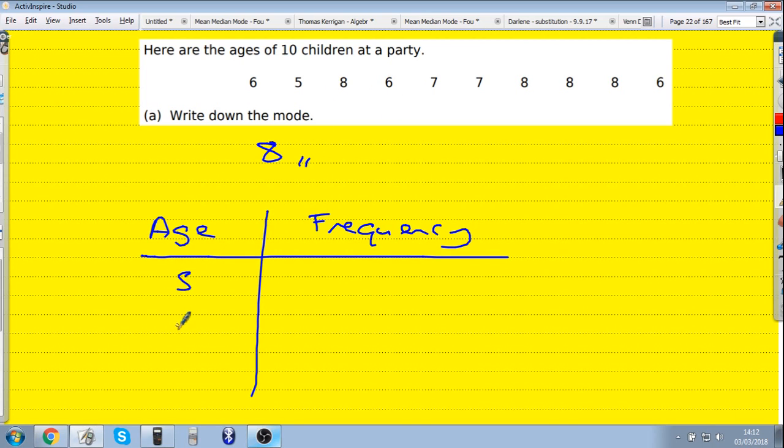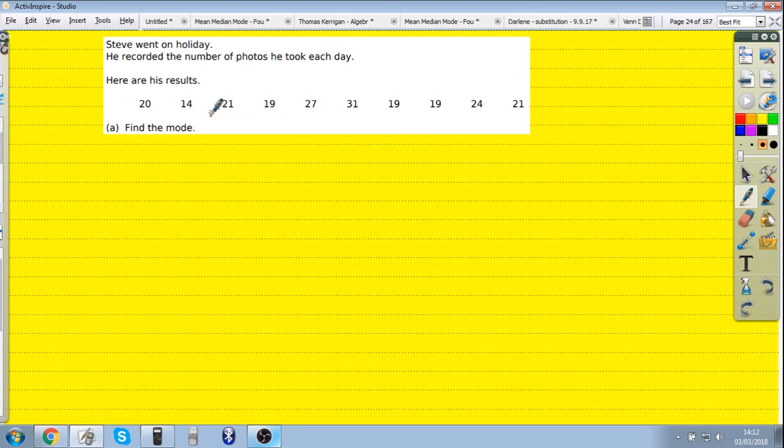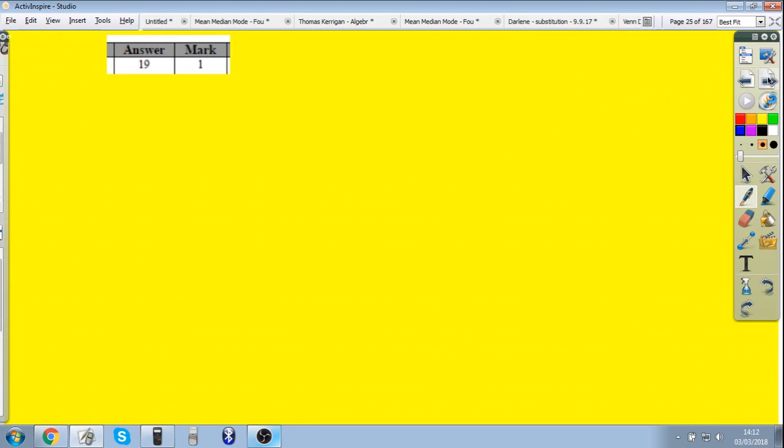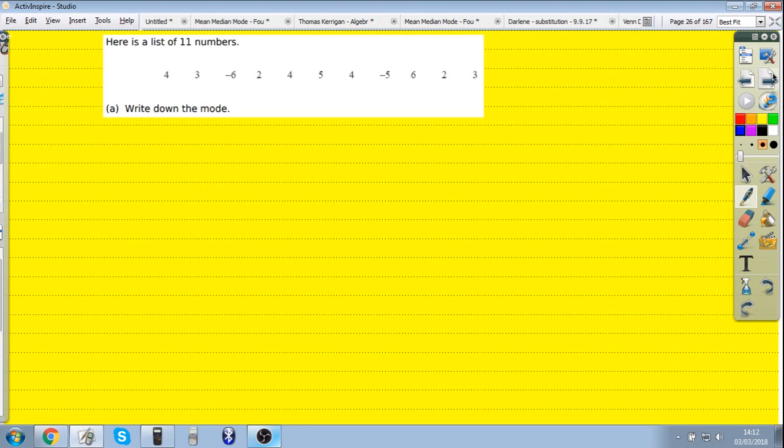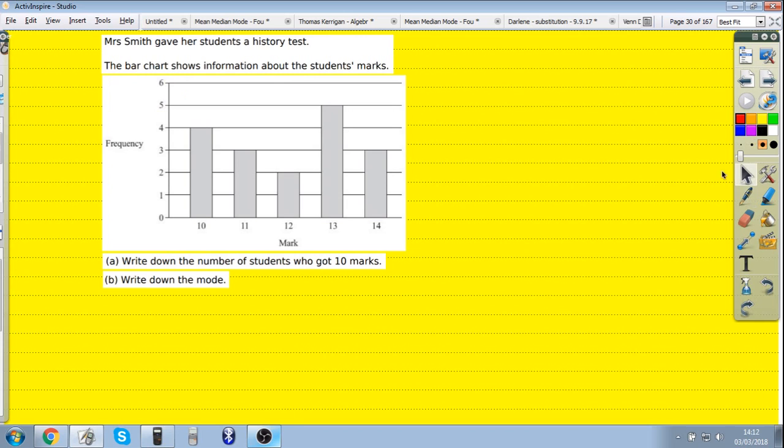What is this? 5, 6, 7, 8. There's no 9, and then you could just say how many. 1, 2, 3, 4. So there's 4 8s, and it would be the one with the highest frequency. Alright. So that's where it comes from. Okay, so bigger numbers, same idea. Minus numbers, same idea. It's the one that's there most often. More numbers, same idea.